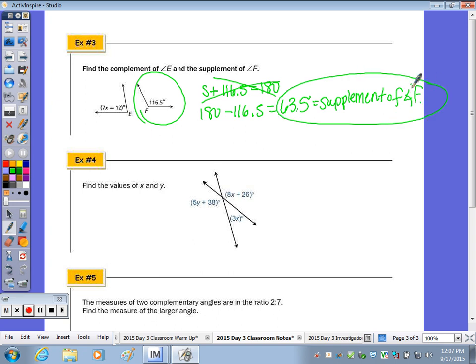So complement, we're going to do it this way. The complement of E, so instead of 180, I'm going to take 90, and I'm going to subtract the angle measure. When subtracting an algebraic expression, you have to distribute that negative all the way through, and then combine like terms. So this is negative 7x, negative times a negative is a positive. So I have 90, combine it with a like term of 12, and the complement would be 102 minus 7x.